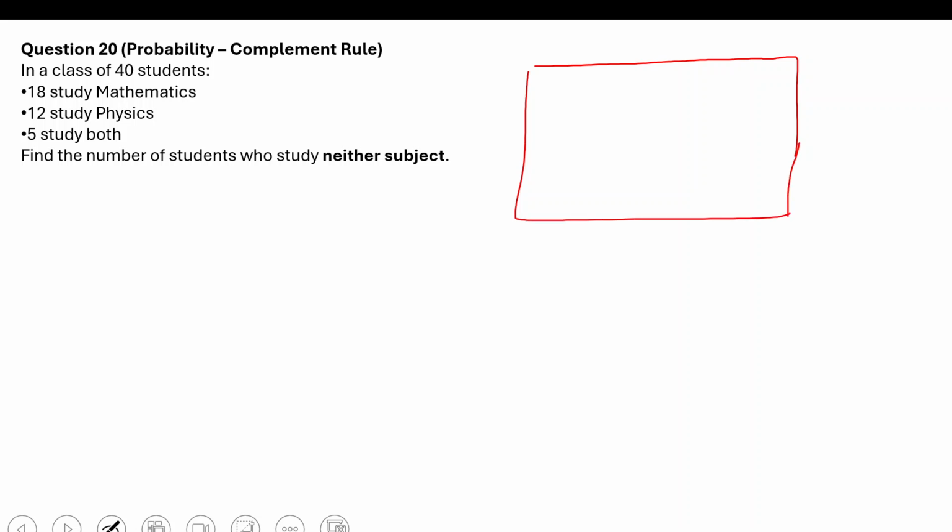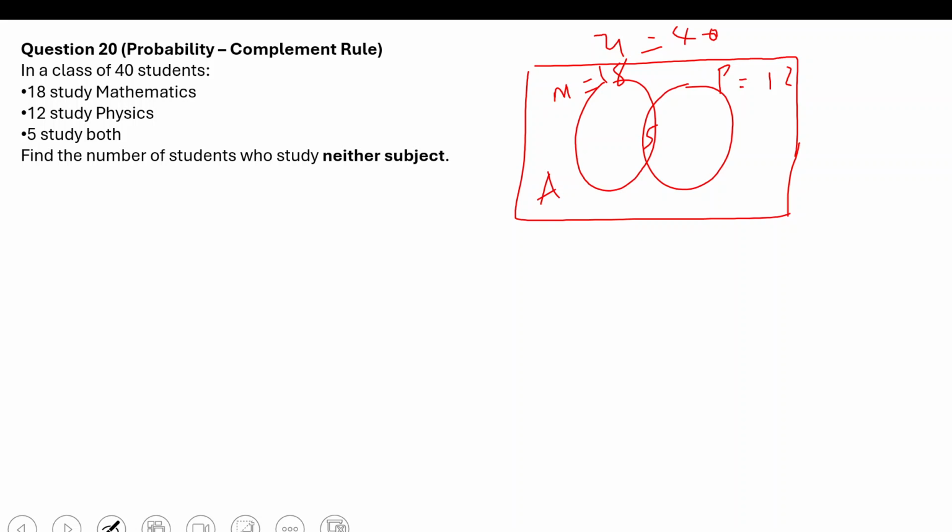I'll say the universal set U is 40, right? And then I have two sets here. The first one is maths, let's say M, and I have 18 students. The next one is physics, P, I have 12 students. Then 5 study both. Then they say we should look for the number of students that study neither subject. So I can call that number A. That A is outside these sets, right?